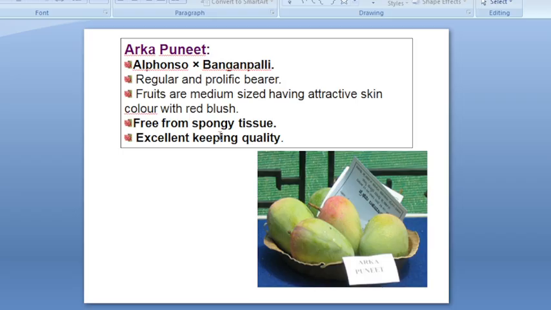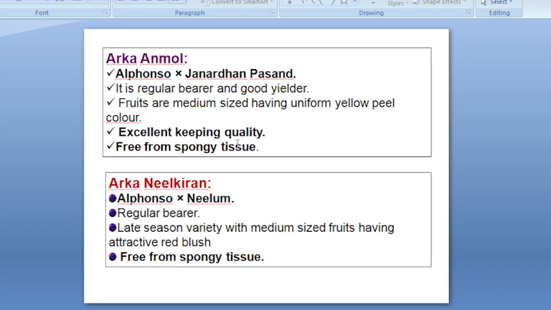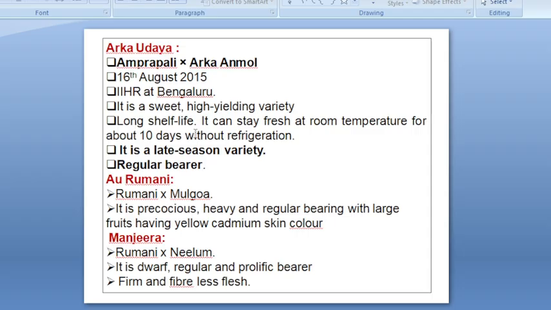Arka Puneet, it is Alfonso into Banganpalli. There is no spongy tissue problem. Its quality will be good. It is also a regular bearer. Arka Anmol, Alfonso into Janardhan Pasand. Quality will be good, and it is free from spongy tissue. Most of the hybrids have regular bearing habit with no infection of spongy tissue problem. Then Arka Neelkiran. So here also it is free from spongy tissue, regular bearing habit.